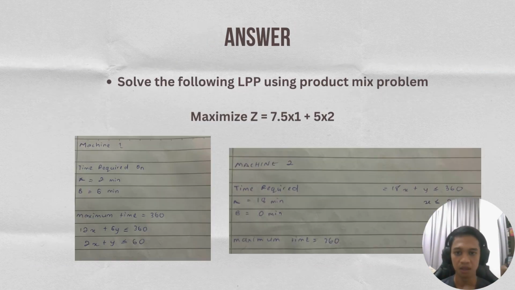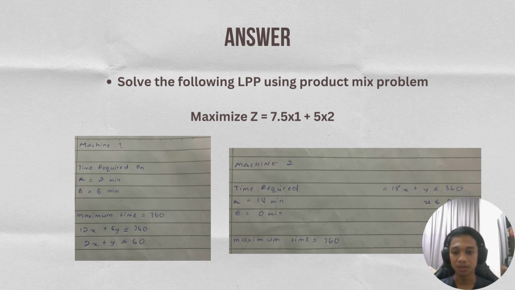Next slide. So the answer for question number three is to solve the following LPP, linear programming, using the product mix problem. By the question, we use the equation: maximize z equal to 7.5 x1 plus 5 x2.